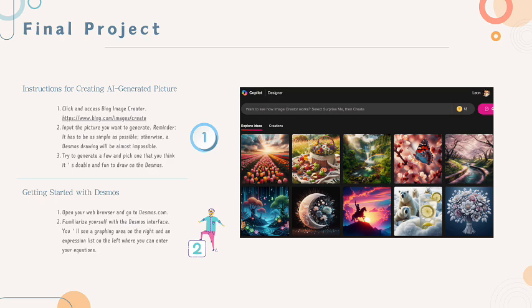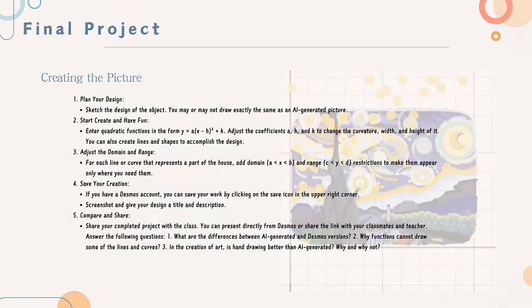Next, go to desmos.com and get familiar with the platform and the interface, and begin the project by sketching the design, which may differ from the AI-generated image. Use quadratic functions and adjust their coefficients to match the desired curve and shape. Create the lines and shapes as needed, and set domain and range restrictions to ensure the graph appears correctly. Finally, save the work and take a screenshot, and share it with peers online or offline.